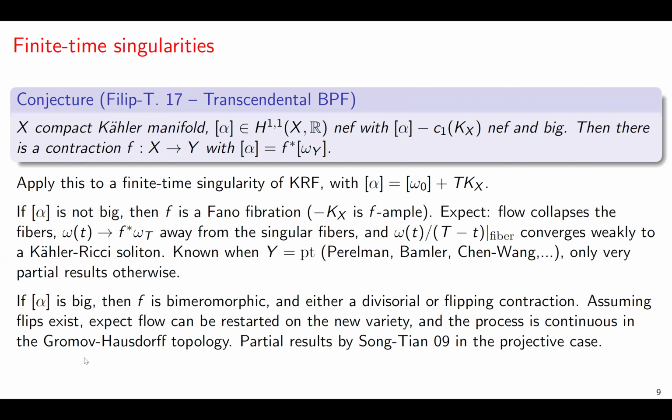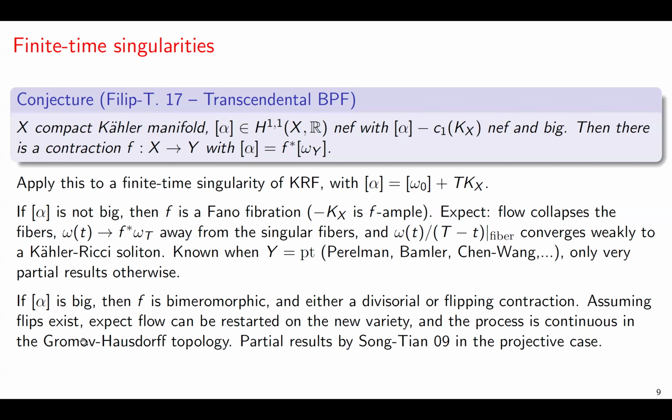And the next case is better, when the limiting class alpha is big. So you have a finite time singularity, but the volume is not shrinking to zero. You can call it a volume non-collapse singularity. Then if you have this transcendental base point free, you have this contraction, which is bimeromorphic. It could be a divisorial or a flipping contraction. And if flips exist, well, I guess maybe they do in the Kähler setting, Christopher would know for sure, then you expect that the flow can be restarted on the new flipped variety.